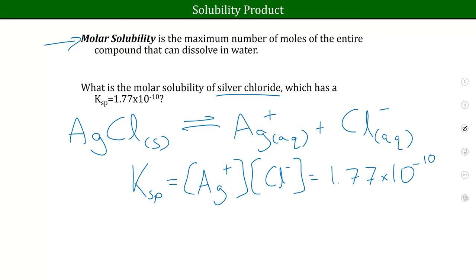So in other words, we're going to get X squared is equal to the Ksp value, right? Where X is going to be these two concentrations. They're the same because it's a one-to-one ratio. Just like with hydronium concentration and your deprotonated weak acid, right? Just because we're starting from a solid, we don't need to worry about initial concentration minus X.